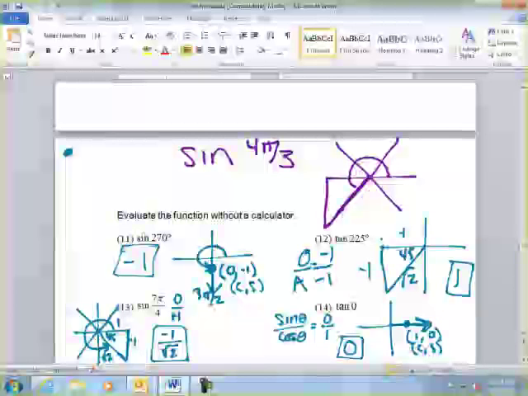How big is the reference angle? 30 degrees. No, 60 degrees. 180 divided by 3 is 60. So 30, 60, 90 is something that needs to be memorized.